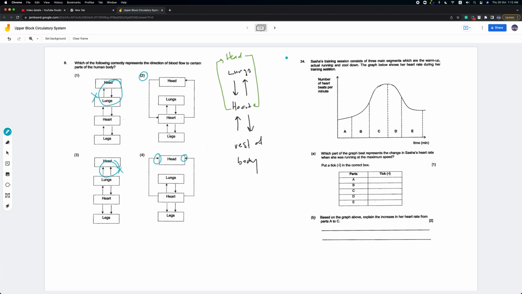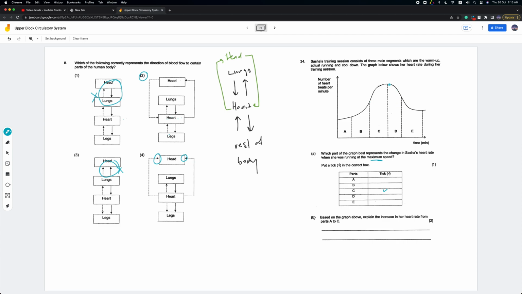Sasha's training session consists of 3 main segments, which are the warm-up, actual running, and cool down. The graph below shows the heart rate during her training session. So here we will use a key phrase to answer this question, which for this particular topic, is the main key phrase. Which part of the graph best represents the change in Sasha's heart rate when she was running at maximum speed? Okay, so when she's running at maximum speed, her heart rate should be increasing. So that means it's at C.